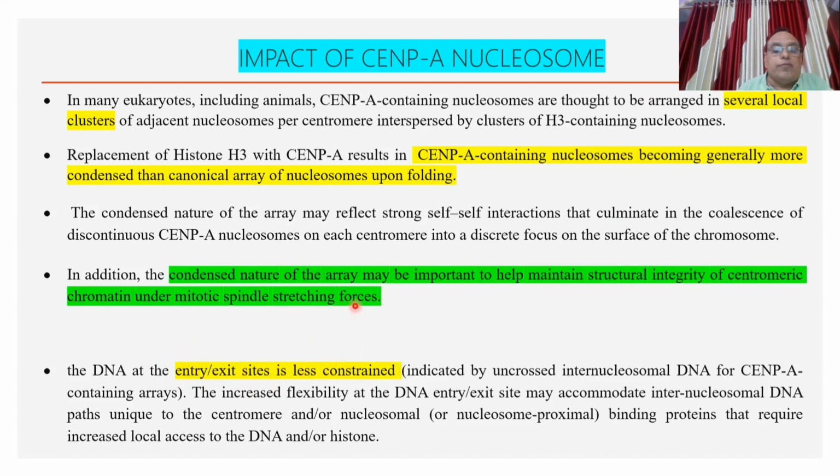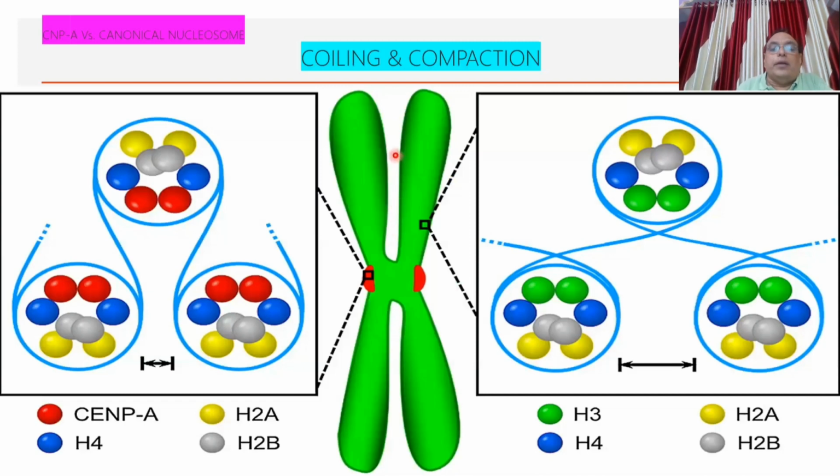Many of the students have got confused about this entry and exit site. So let us see. Here in this diagram, you see the canonical nucleosomes, that is the usual nucleosomes which are arranged. You see that here is an octamer of histone core, and the DNA is wrapped around it. So here, these are the nucleosomes. This is the linker DNA. Similarly, you see here an octamer of histone core with DNA wrapped around it.